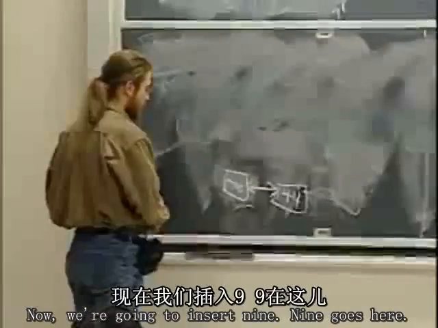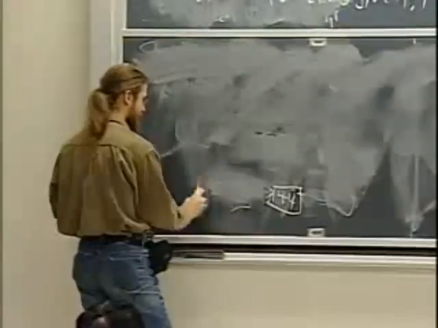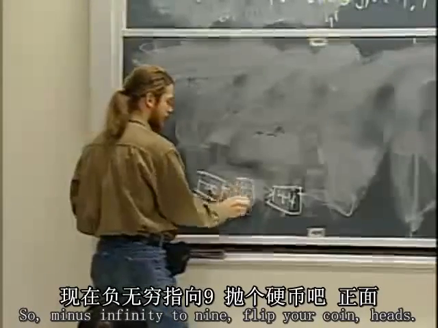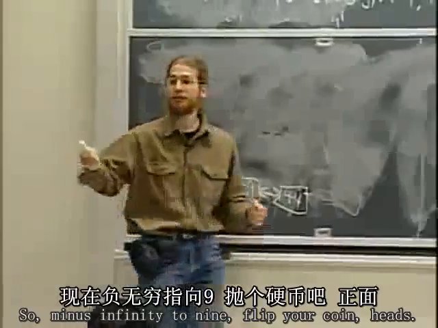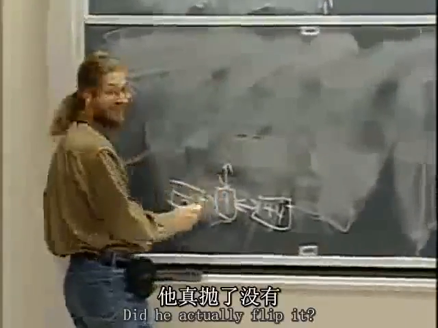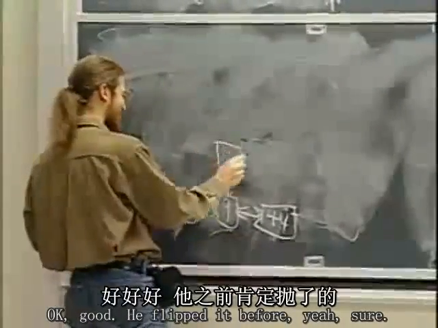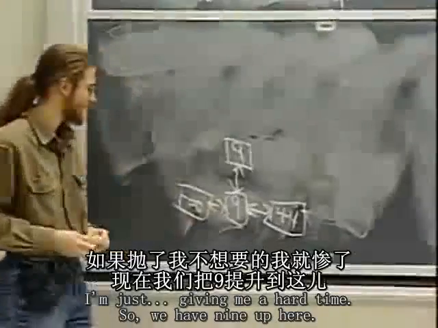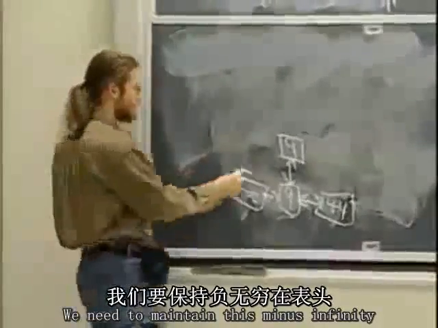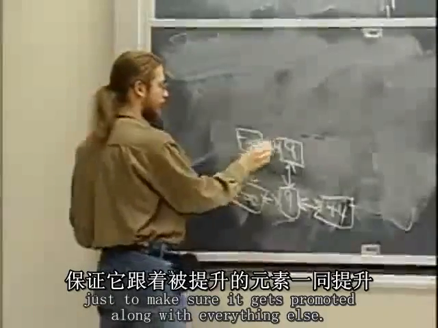Now we're going to insert 9. 9 goes here. So minus infinity to 9. Flip your coin. Heads. Oh. Did he actually flip it? Just check. Okay, good. Oh, you flipped it before? Yeah, sure. Okay, you're just giving me a hard time. So we have 9 up here. We need to maintain this minus infinity just to make sure it gets promoted along with everything else. So that looks like a nice skip list.